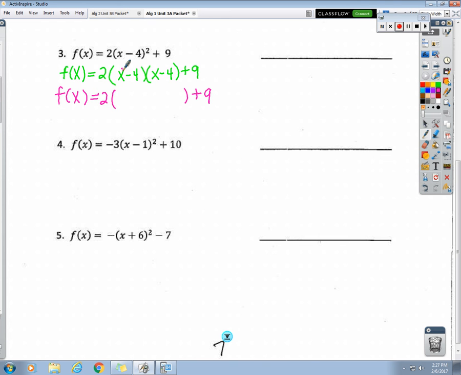FOIL means double distribution. So x times x is x squared. X times negative 4 is negative 4x. Then I have to distribute the negative 4 to both of those as well. So negative 4 times x is another negative 4x, and negative 4 times negative 4 is positive 16. Okay, and then in the next step, bring down the 2, bring down the 9, and now we're just going to combine like terms. X squared, what's negative 4x minus 4x? Negative 8x plus 16.